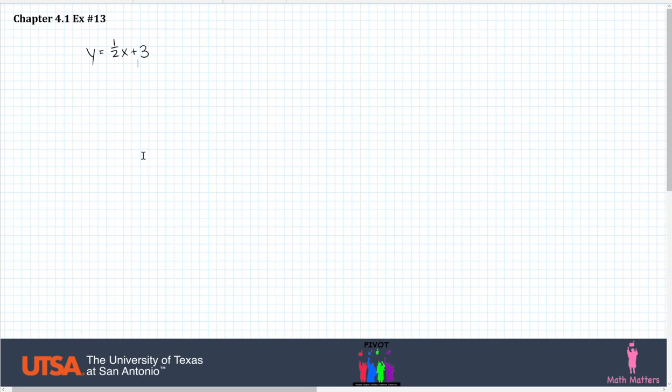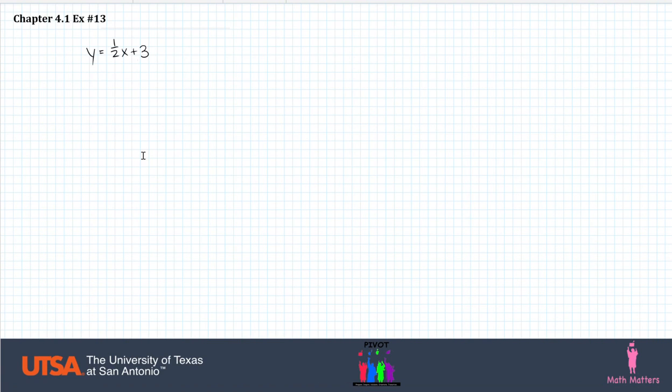So chapter 4.1, example 13, gives us this function y equals 1/2 x plus 3, and it asks us to graph it using the transformations. So with linear, if we want to look at this the way we've been looking at the other parent functions, this 1/2 would be our a value, which is our dilation factor, and then this plus 3 would be the k value because it's the vertical translation.